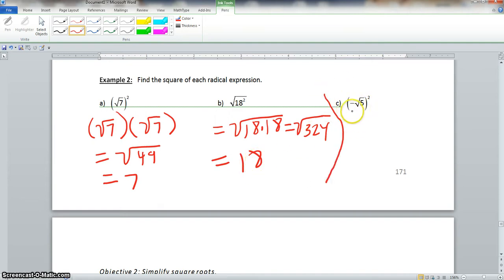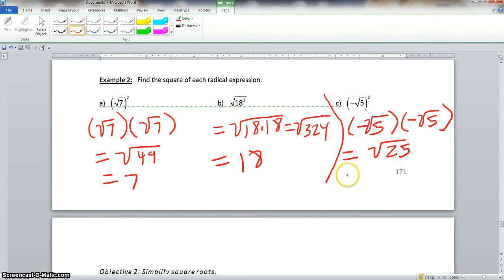Okay, now we come to C. We have, in parentheses, negative square root of 5. And we have to multiply that by the negative square root of 5, because remember, this whole parenthesis is squared. So we know negative times negative is positive. And the square root of 5 times the square root of 5 is the square root of 25. And the square root of 25 is just 5. So your final answer here would be 5.